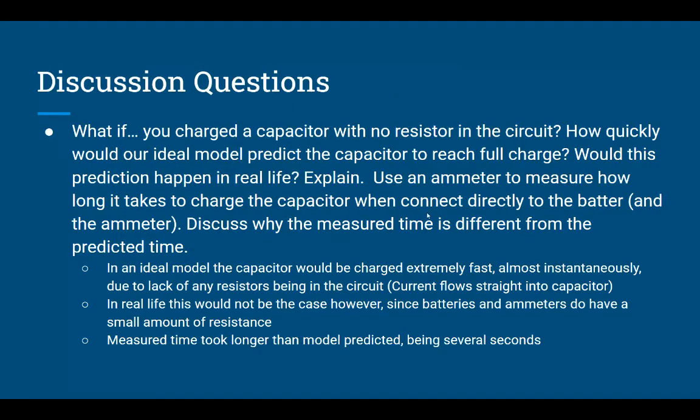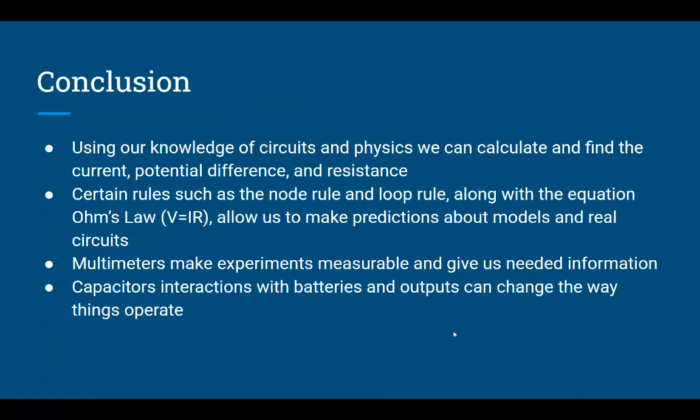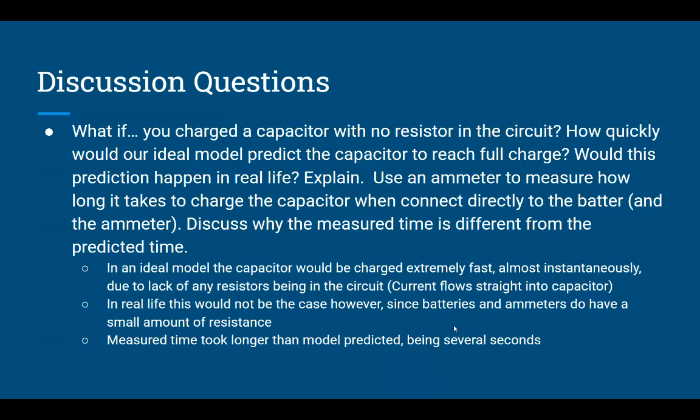So the discussion question for this was, if you charge the capacitor with no resistor, what would happen? So in an ideal model, the capacitor would be charged almost instantaneously because the current would just flow straight to the capacitor, charging it. However, in real life, this is not the case because batteries and ammeters actually do have resistance in them, right? So the measured time took slightly longer, that being just several seconds. So not insanely longer, but still there is a noticeable difference there.